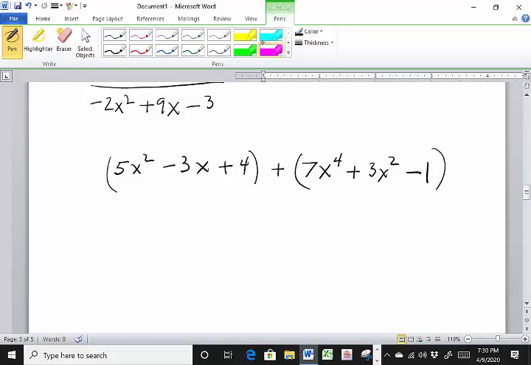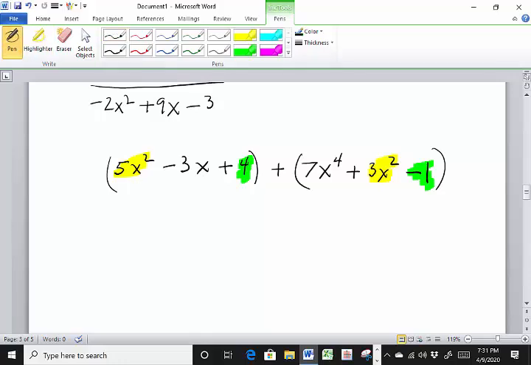Well, let's do the color coding here again just to show you. So here we have a 5x squared and a 3x squared. So those are like terms, right? And then we also have a 4 and a negative 1. Those are like terms. Now, there are no other like terms here, okay? This minus 3x, there is no x term on the right hand side over here in parentheses. And 7x to the 4th, there is nothing in the left-hand parentheses that is like it. So all you can do is just add your like terms.